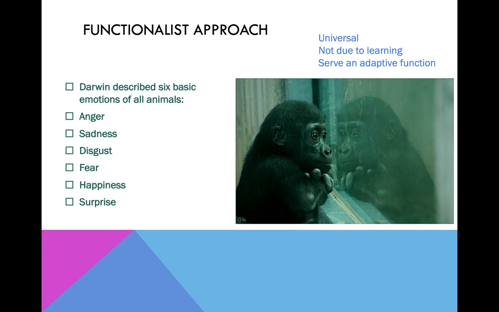And so, according to this functionalist approach, these emotions are universal, they're not due to learning, and they serve an adaptive function. So, Darwin described these 6 basic emotions that all animals have: anger, sadness, disgust, fear, happiness, and surprise. And you can see these emotions in all animals. They all have this disgust face. Well, not all animals, but mammals actually. They have this disgust face or disgust reaction, sadness or longing, happiness, certainly surprise, and certainly anger and fear.